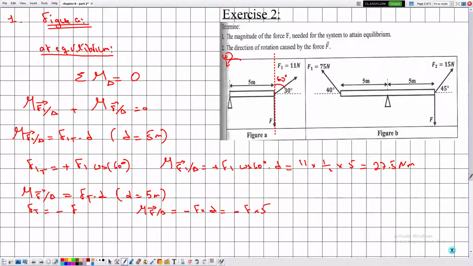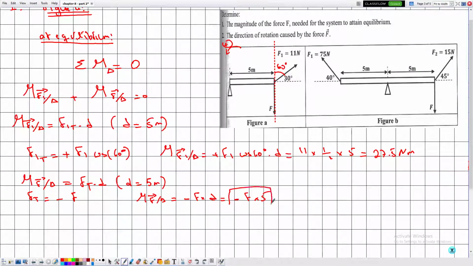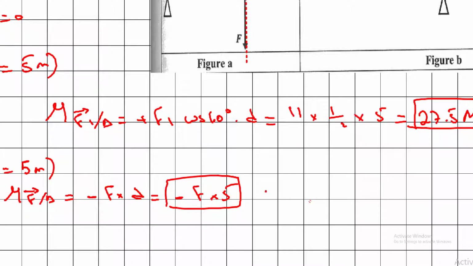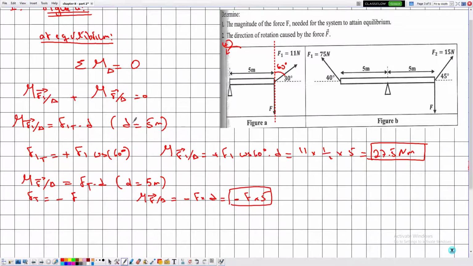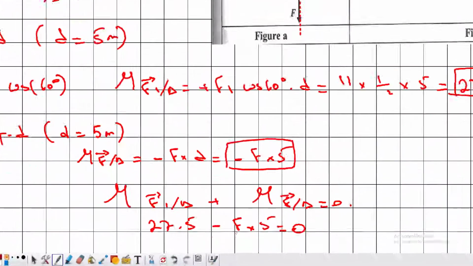So now, replacing this expression and this expression. Notice that here I didn't express any unit because it's expressed in terms of another variable. Replacing them here, because we know that M of F1 on delta plus M of F on delta is equal to 0, which means 27.5 minus F multiplied by 5 is equal to 0, and we are solving for F.